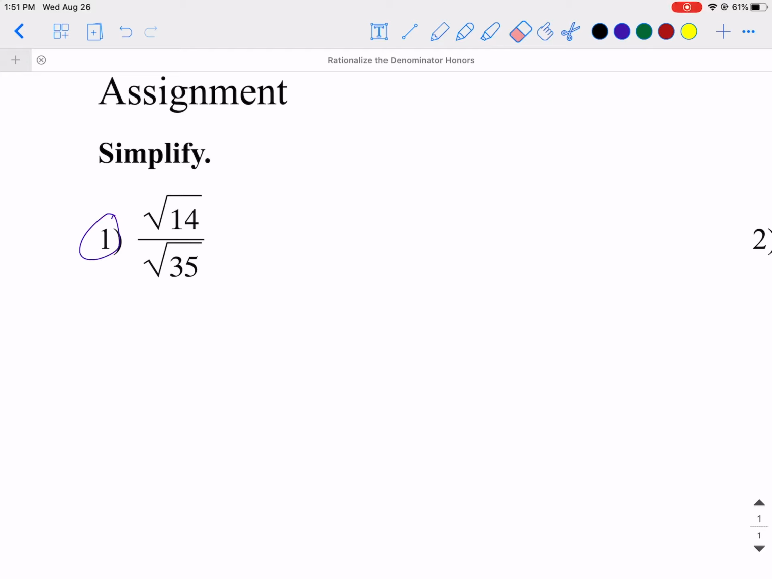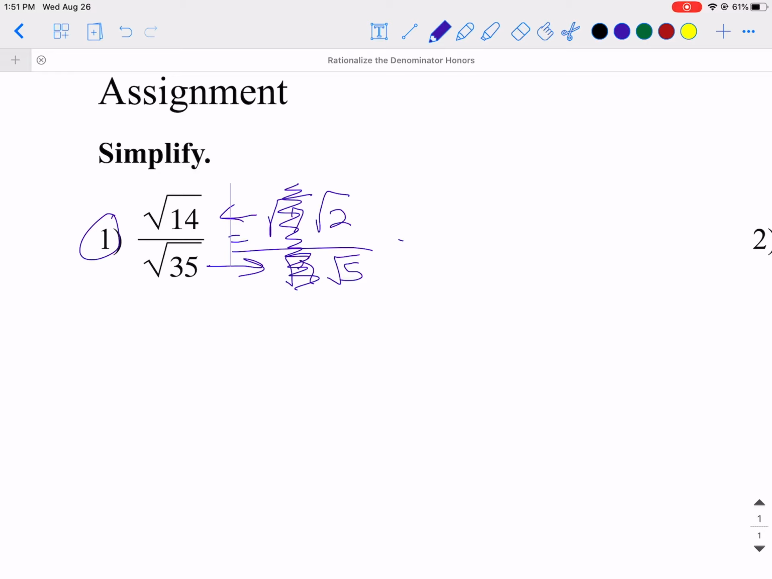So looking at this example here, I'm going to go ahead and rewrite this as radical 7 times radical 2. That gives me my 14 over radical 7 times 5. Notice that I have the same factor here, so I can mark it off. That's why I simplified first. So now I have radical 2 over radical 5.